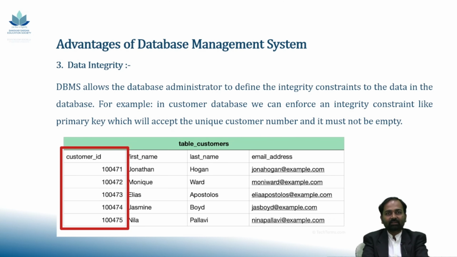Next, data integrity. So DBMS allows the database administrator to define integrity constraints on the data in the database. For example, in a customer database, we can enforce an integrity constraint like primary key, which will accept the unique customer number and it must not be empty. As you can see in the diagram, here the customer IDs are unique because we apply the constraint primary key. Now what is primary key? Primary key is a constraint which we apply whenever we want to accept a unique number in a particular column, and that column will not accept a null value.